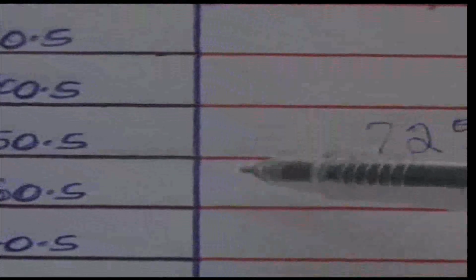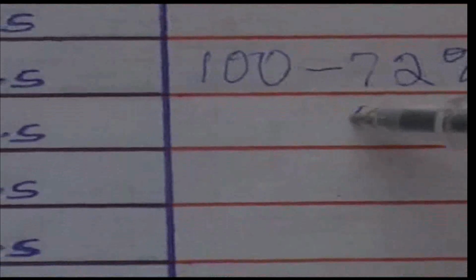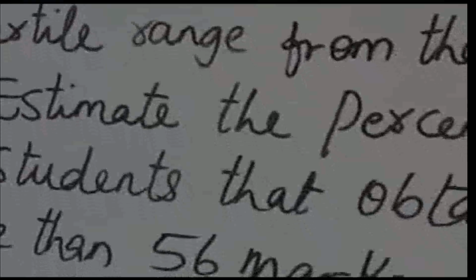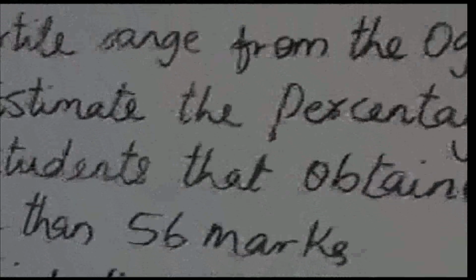Just write 100 minus 72. If you subtract 72 from 100, it will give you 28. So it is 28% of the students that got above 56 marks that the question has asked on the part of it.